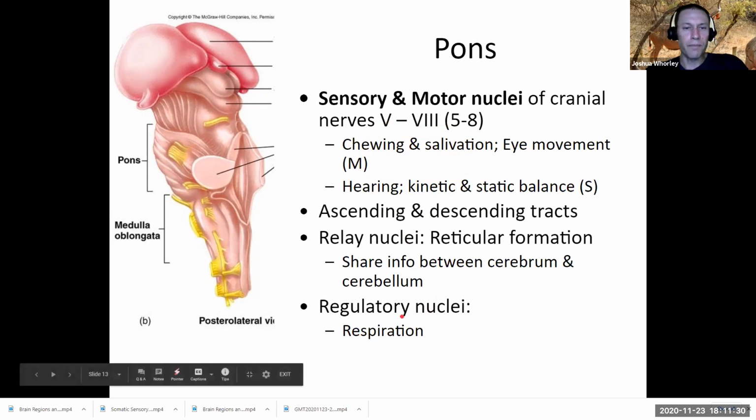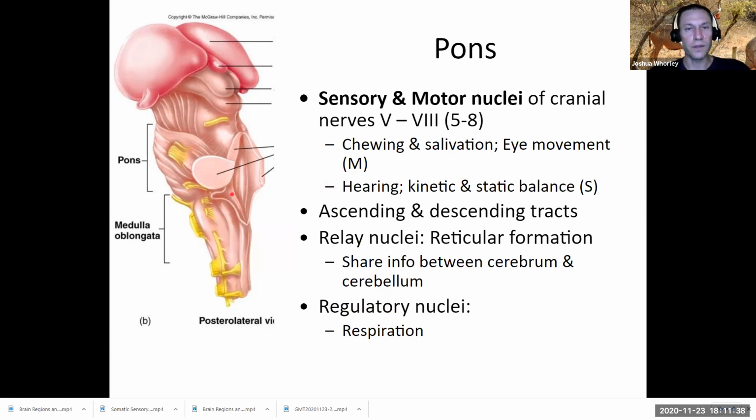There's also a major accessory regulatory nucleus for respiration, so it modifies the respiratory output that's produced by the medulla oblongata. So there's a complex relationship between those nuclei here in the pons and the respiratory nuclei in the medulla oblongata. There's also a bit of a little relay center. So there's some nuclei here that are getting a bit of information before sharing it back to the cerebellum. And then, of course, we have ascending and descending tracts of neurons that are traveling along the spinal cord, right?